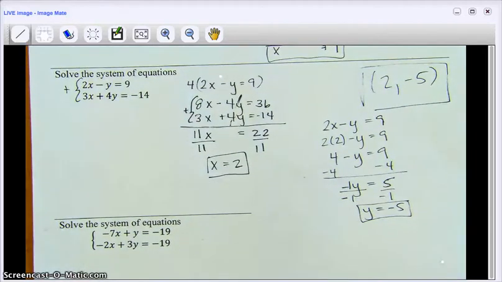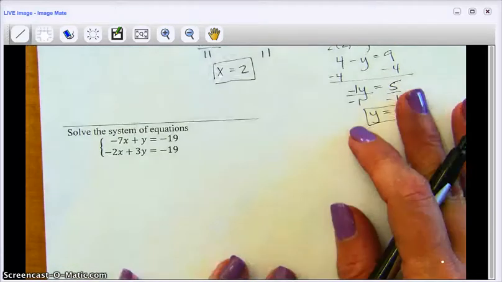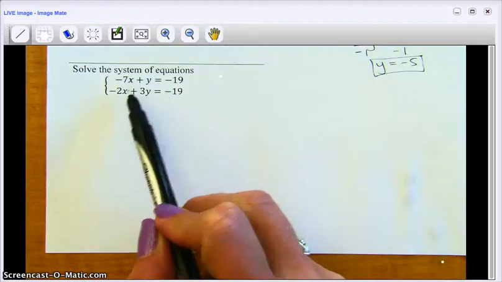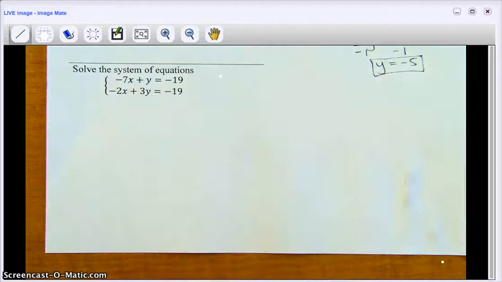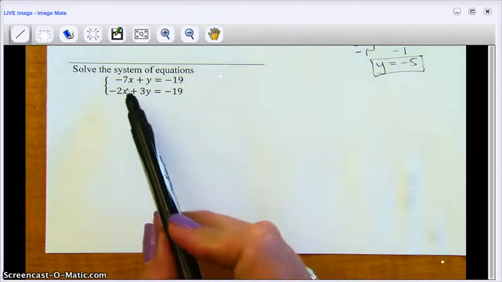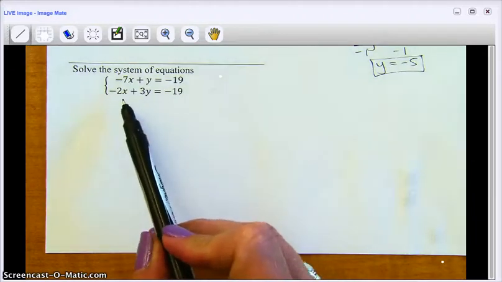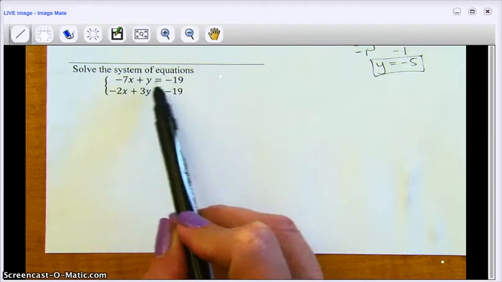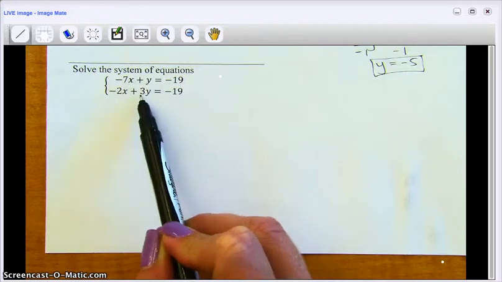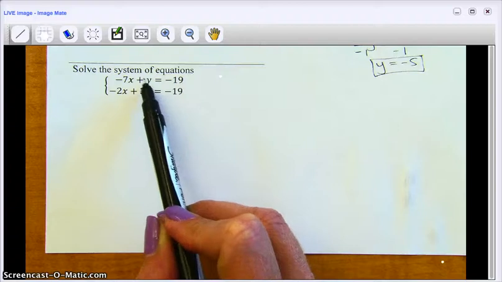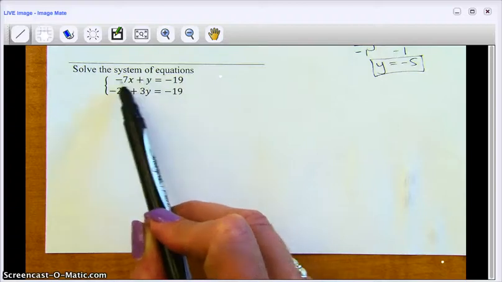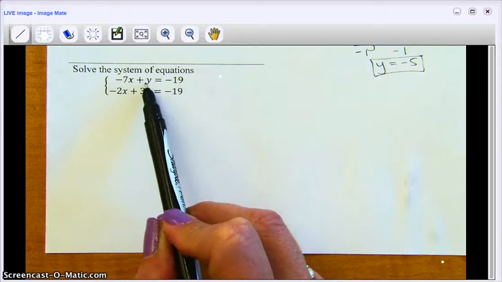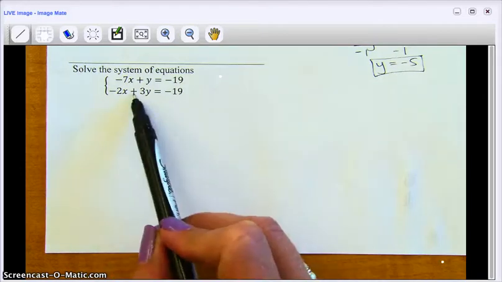All right, let's look at just one more example. All right, so as always, check to make sure x's are lined up, y's are lined up, and constants are lined up. Now my issue here is, again, I don't seem to have anything that is a positive and negative, but it looks like if I multiply this equation by 3, that would give me a 3y, but I need a negative. So if I multiply this equation by negative 3, then that will give me a negative 3y here. And that will allow me to cancel these two out.